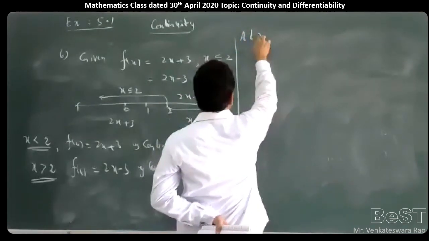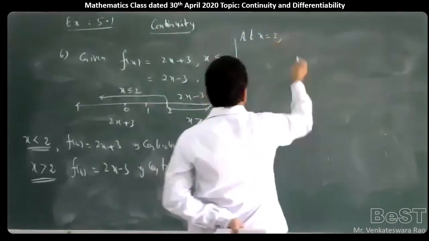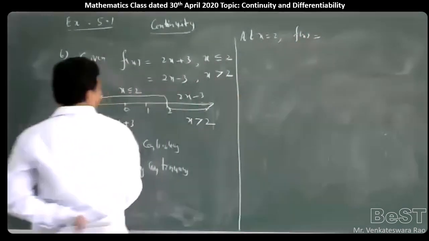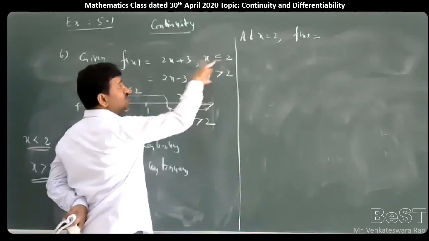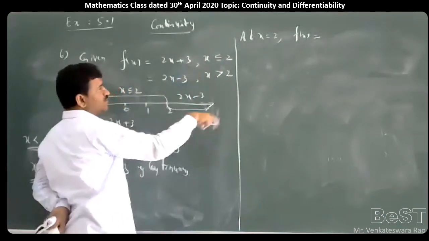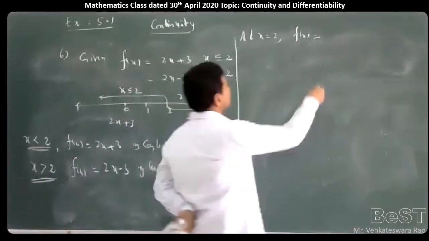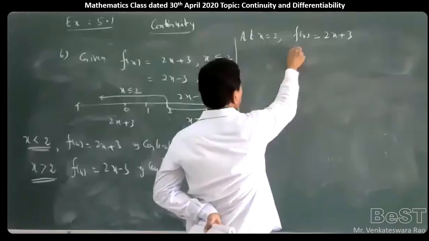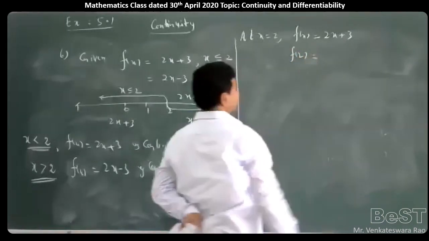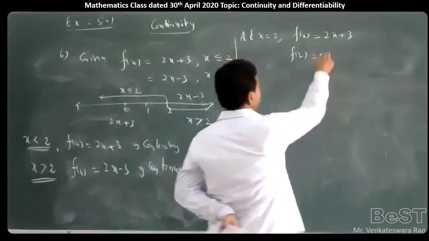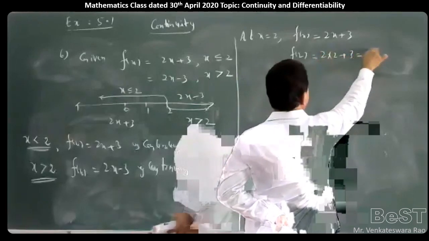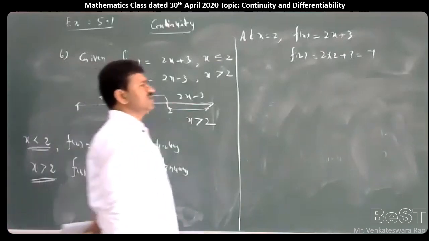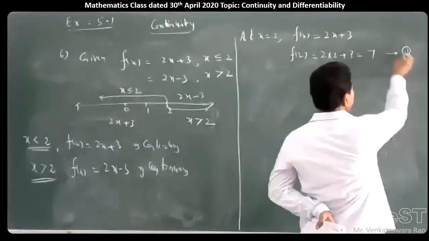At x is equal to 2, what is the function value f of x? For x less than or equal to 2, which function do we use? At x is equal to 2, f of x is equal to 2x plus 3. Find the function value f of 2. f of 2 is 2 into 2 plus 3, 4 plus 3, 7. So the function value is 7. Let this be equation 1.